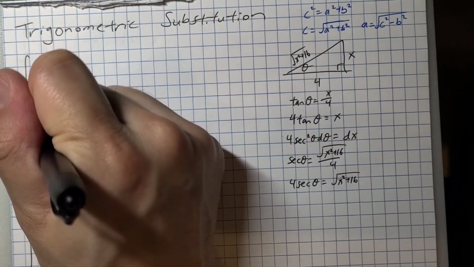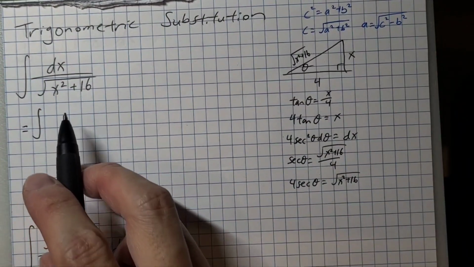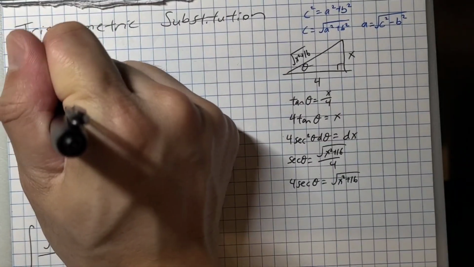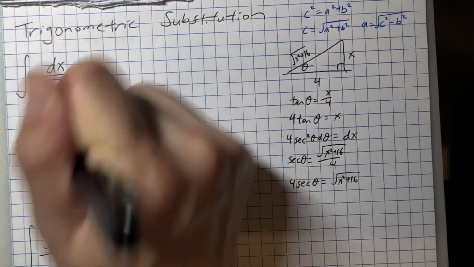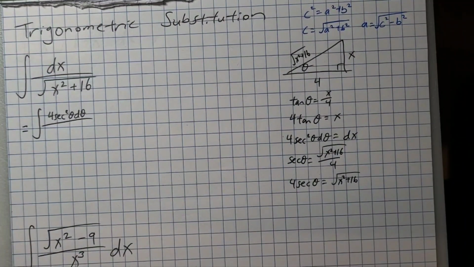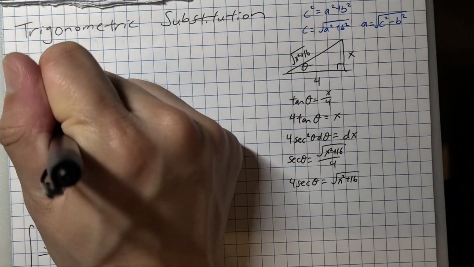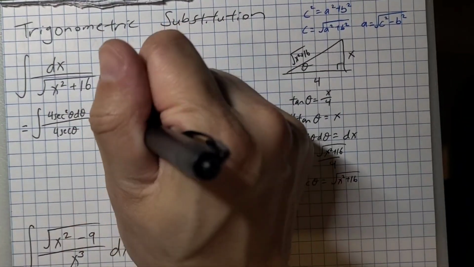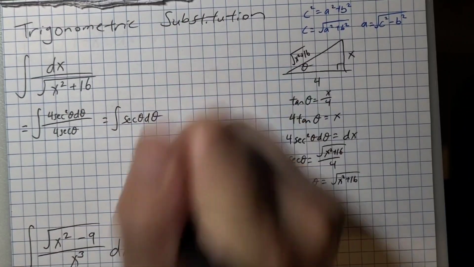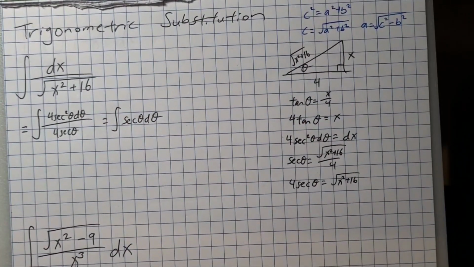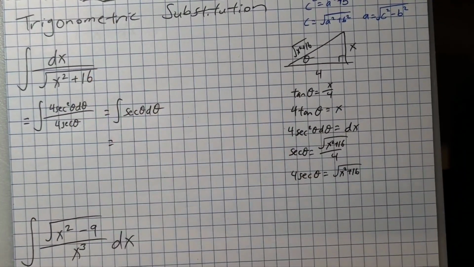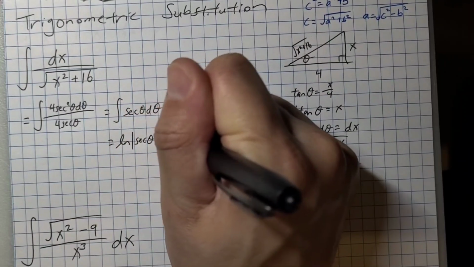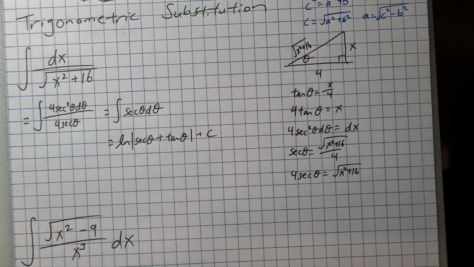So we write this integral as everything in terms of theta. So dx we said was right here, 4 secant squared. Okay, and then the square root term we said was 4 secant theta. Okay, this is an easy integral now. We can simplify to the integral of secant theta d theta. Much easier to evaluate, okay? What's this? This you should memorize. It's just ln of secant theta plus tangent theta plus c.